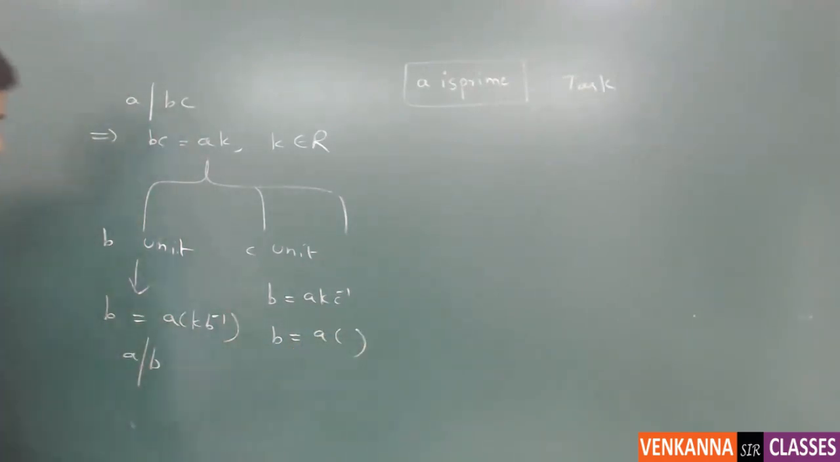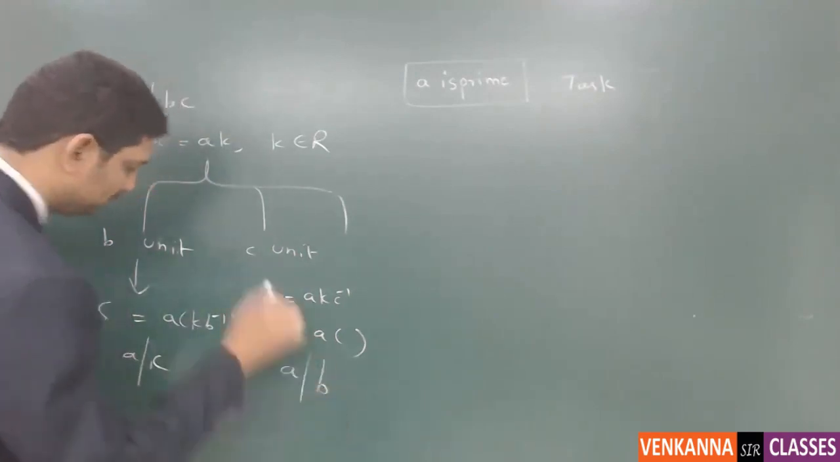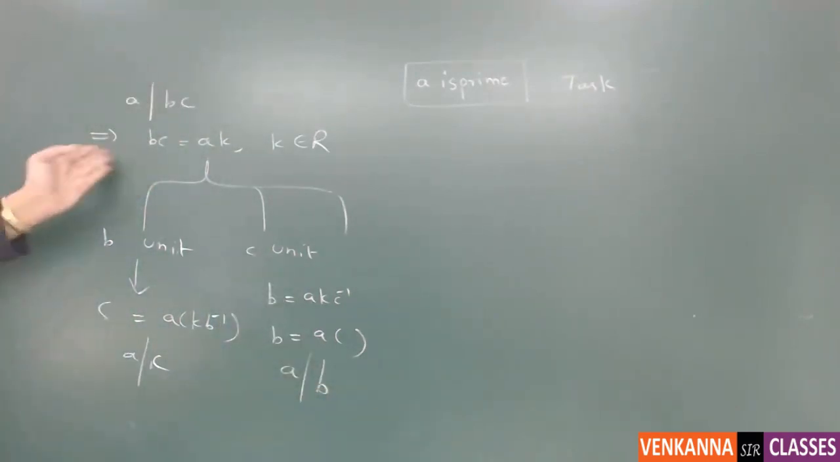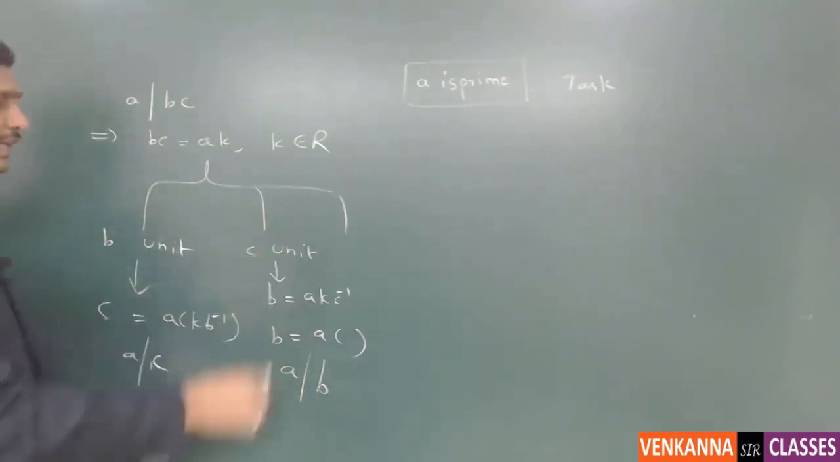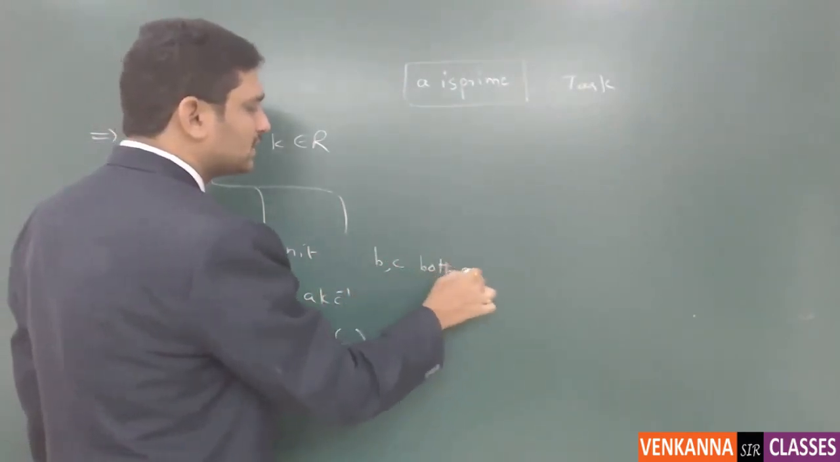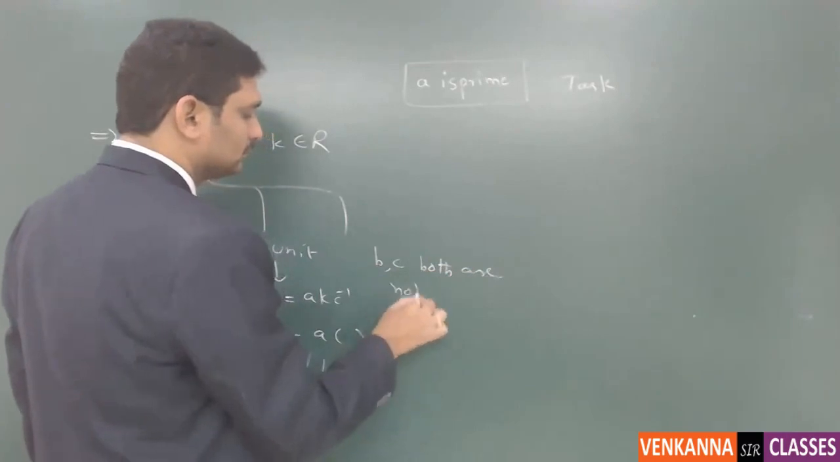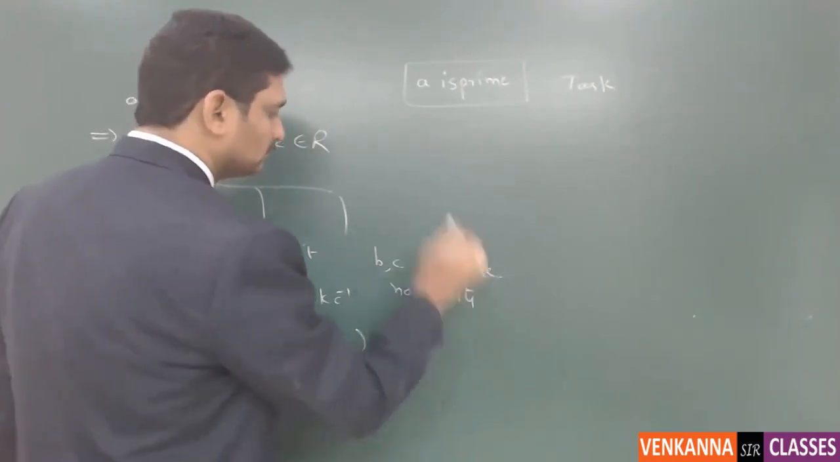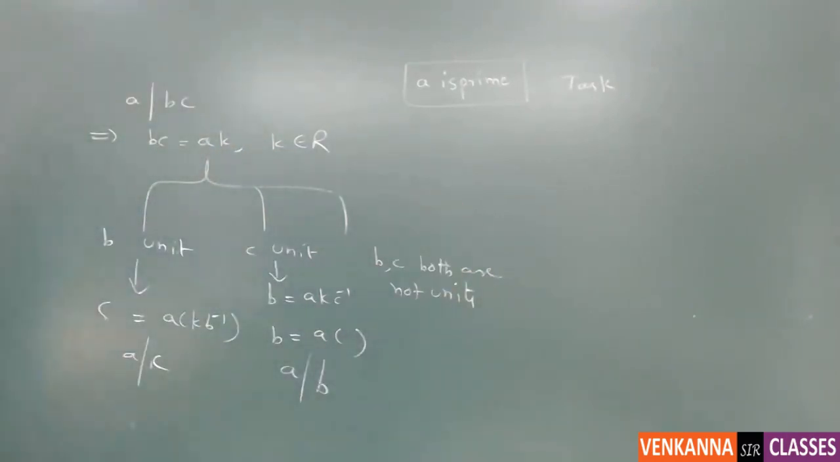Therefore A divides B, because you are multiplying with C inverse, C gets cancelled. So this is the case. Now the third case is, let us take that B and C are both not units. In this case, we are going to prove the result.